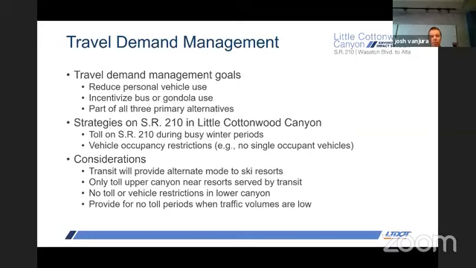I think those considerations are really important because if we're going to have a toll, we should provide an alternate mode for people to get up there, because wilderness really is for everybody. I think this is an important consideration. I know it's important to me and to everybody on the team, in that we can't just reserve Little Cottonwood for those that can afford it. It's too valuable of a resource for everybody. And so that's why some of those considerations are in place.